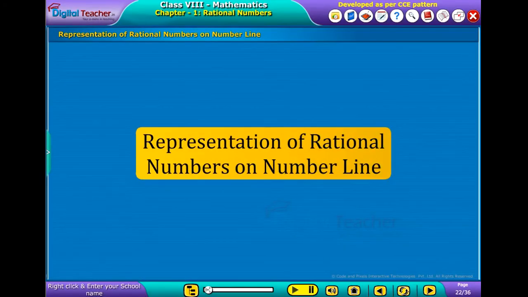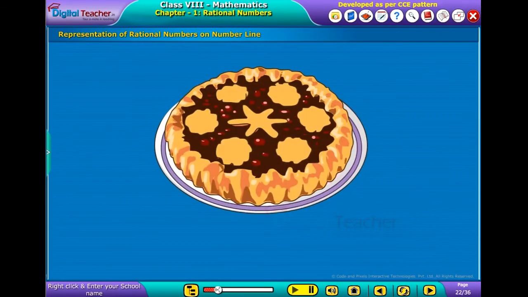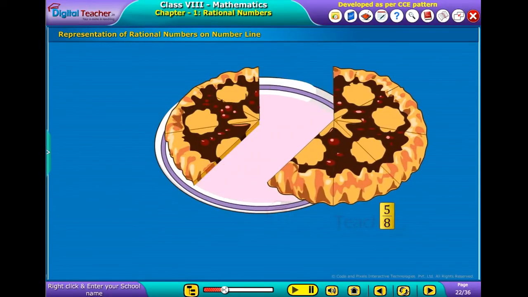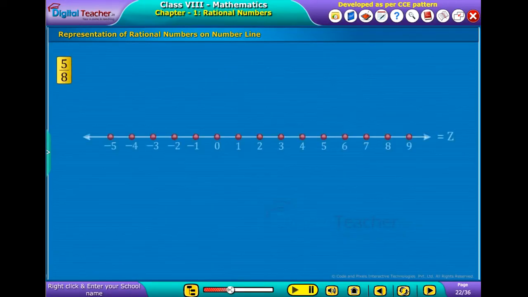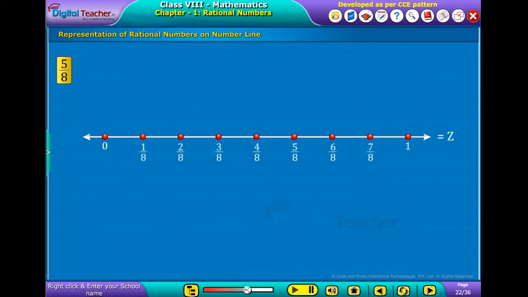Now, let us learn about representation of rational numbers on number line. Here, you can see a delicious pizza. Let us divide it into 8 equal parts and represent 5/8 of the pizza on a number line. Let us see how we can represent it. Consider a number line and mark 0 and 1 as shown on the screen. Let us divide it into 8 equal parts and mark them as shown. Thus, the representation of 5 by 8 is as shown on the screen.